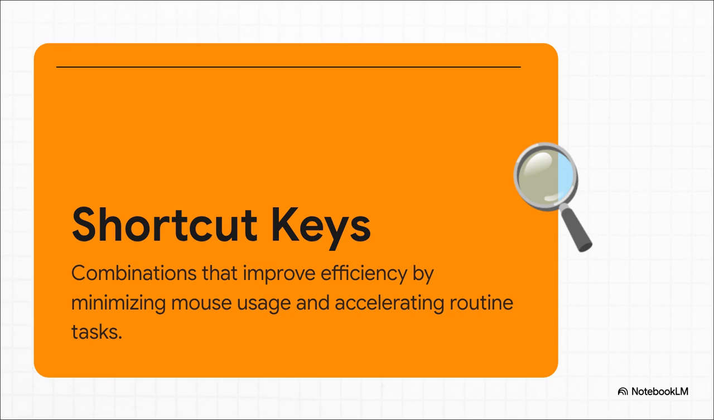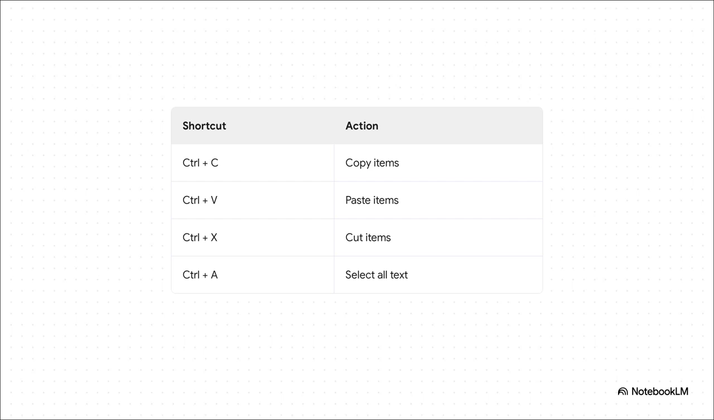We're going to win those seconds back. Mastering this holy trinity of copying, pasting, and cutting forms the absolute foundation of all rapid text editing. Control-C copies your selected items. Control-V pastes them right where you want them. And Control-X cuts them entirely. Pair that with Control-A to instantly select all the text on a page, and you can manipulate massive documents in the blink of an eye.